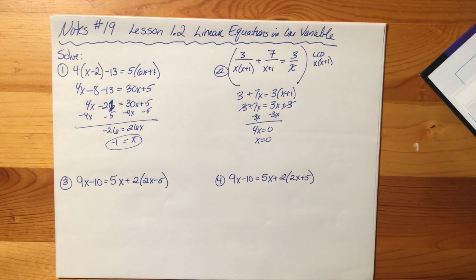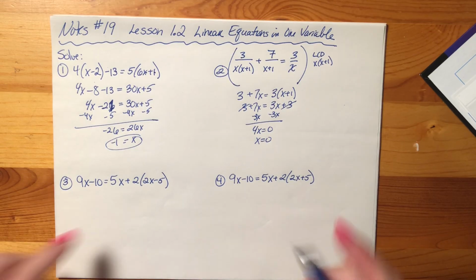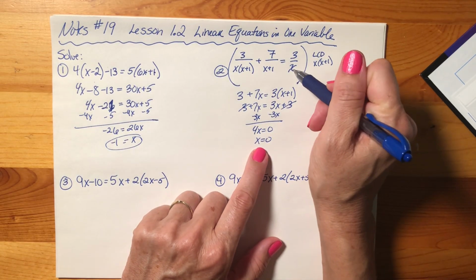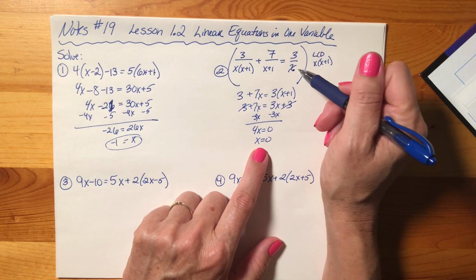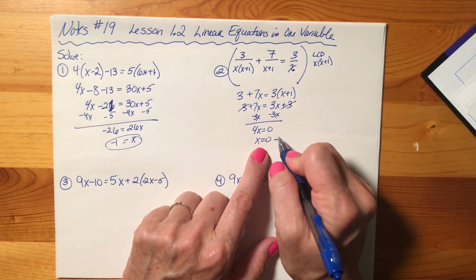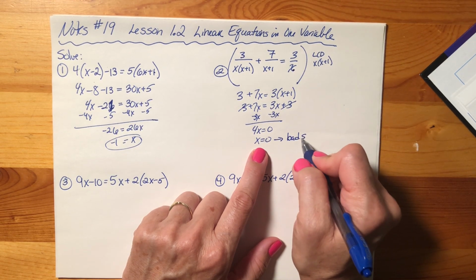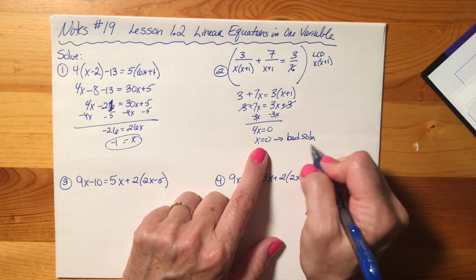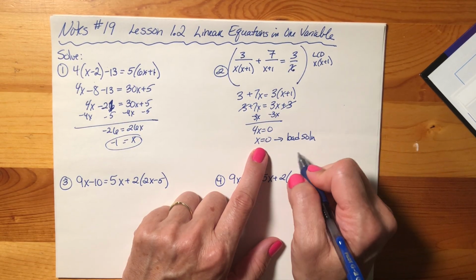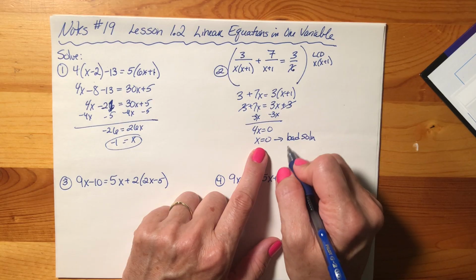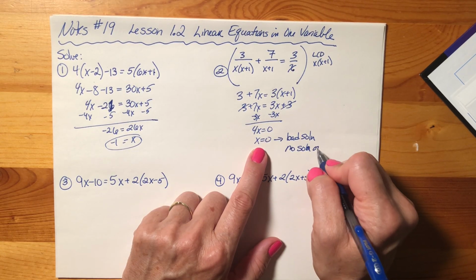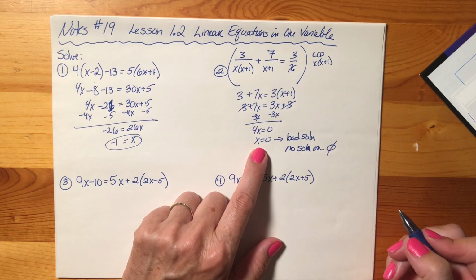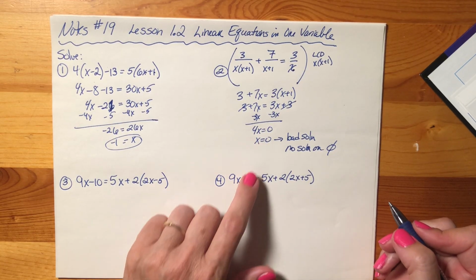All right, great. Now let's stop and look at our answer. Is this a good answer? Can I put 0 back in here for my denominator? Absolutely not. 0 is not part of the domain. It's one of those restricted values. So this is a bad solution. It's not in the domain. My denominator cannot be equal to 0. Therefore, it has no solution. All right. So you would say no solution, or you could just say empty set, you know, with nothing in that set.